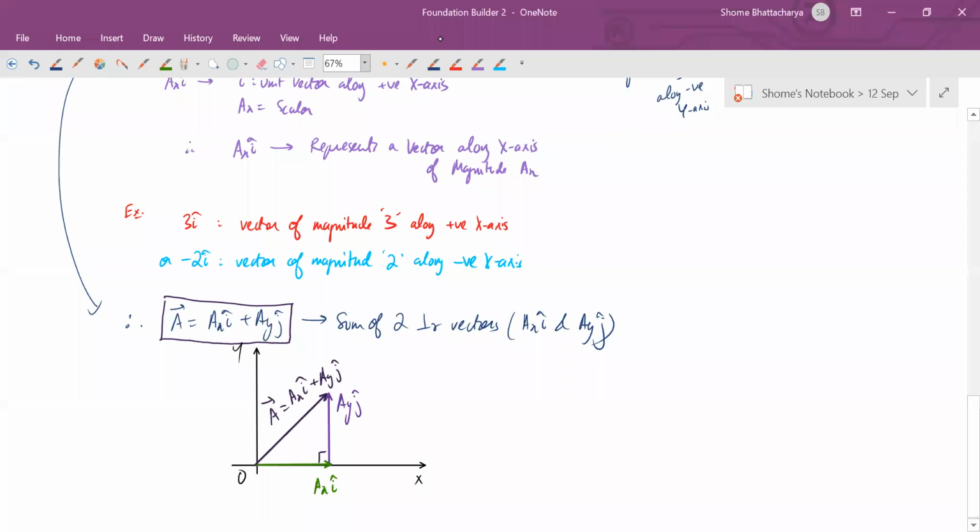Okay, so once you understood this diagram, just a moment, people, I will reshare that file.